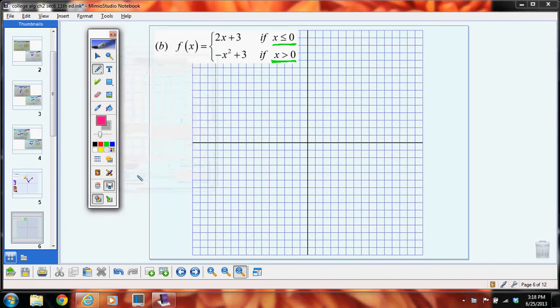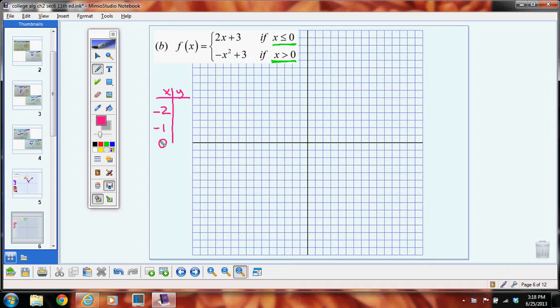So let's start with the top one. I'm going to do an xy chart. And it says x is less than or equal to 0. So I'm going to use -2, -1, and 0. Okay? So if I plug in a 0, 2 times 0 is 0, and 0 plus 3 is 3. If I plug in a -1, 2 times -1 is -2, and -2 plus 3 is 1. If I plug in a -2, 2 times -2 is -4, and -4 plus 3 is -1.